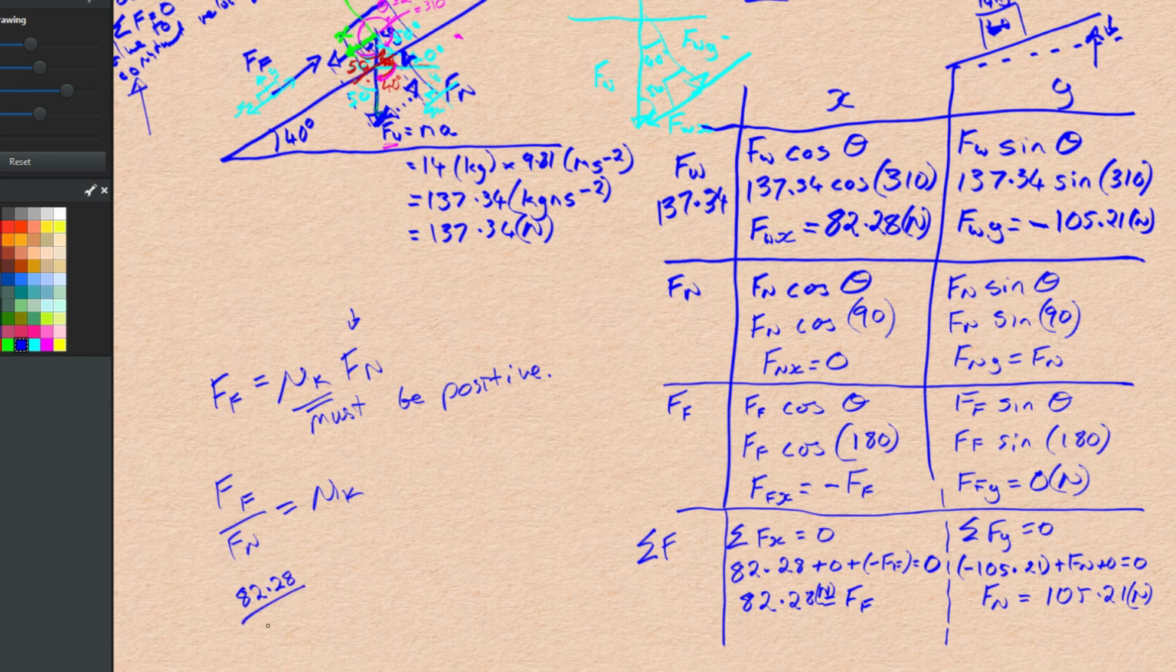82.28 over 105.21, Fn is 105.21, is equal to... Now, if I include my units here, my newtons over newtons are going to cancel out, and I'm not going to have any units here because the friction coefficient does not have any units. And when I calculate this, I get 82.28 divided by 105.21, and I get 0.78 as my friction coefficient.